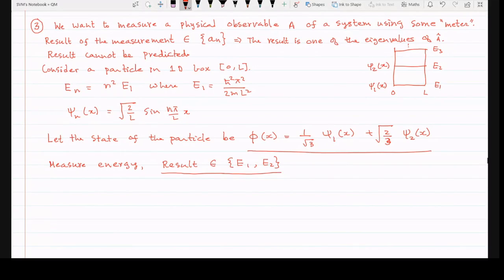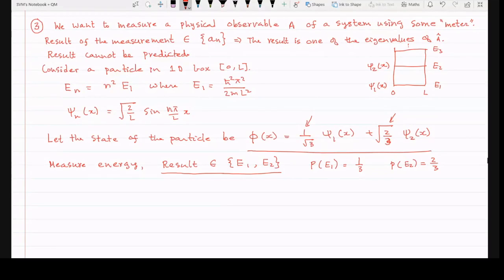Okay, but quantum mechanics gives you a little more information. The next level of information that it tells you is that probability of E1 is equal to 1 by 3 and probability of E2 is equal to 2 by 3. That is modulus square of the coefficients. The coefficient is 1 by root 3, this is root 2 by 3. These are like square roots of probability, and probability will be mod square of that one.